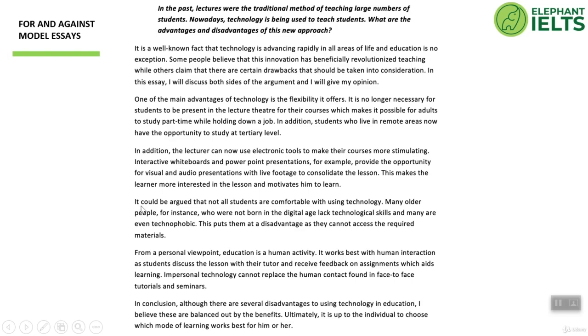The third main body paragraph begins, it could be argued that. In other words, now I will talk about the disadvantages. And again, it follows the same structure as the above paragraphs.